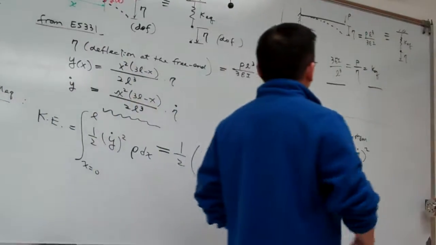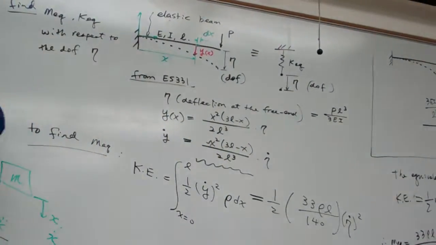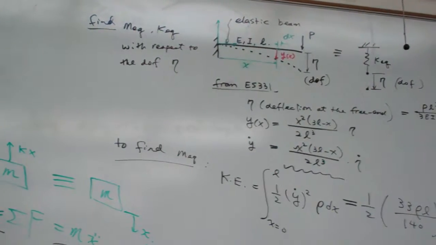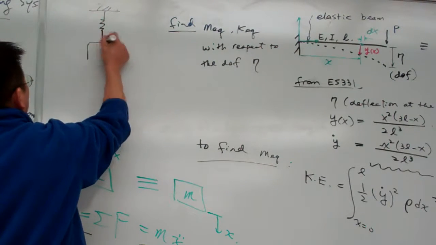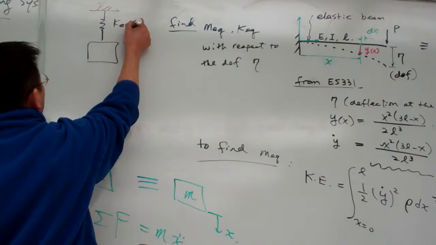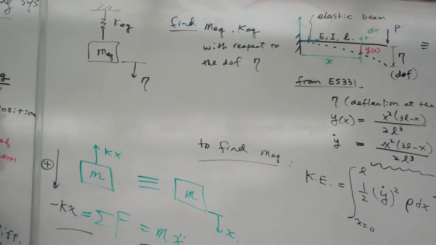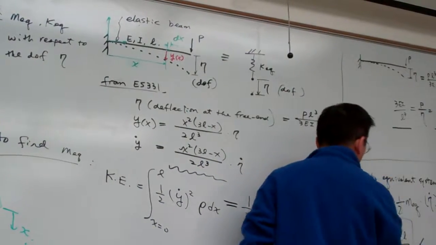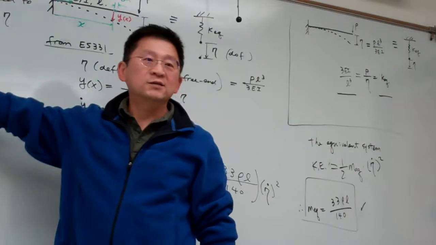For such an equivalent system, back to our elastic beam as a model. For our elastic beam, we have the equivalent description of the system. This is KEQ, and this is MEQ, in terms of the degree of freedom eta. Right? So again, from this example, we have found MEQ is such a value here, and KEQ is such a value there. So we have a simple description like this.